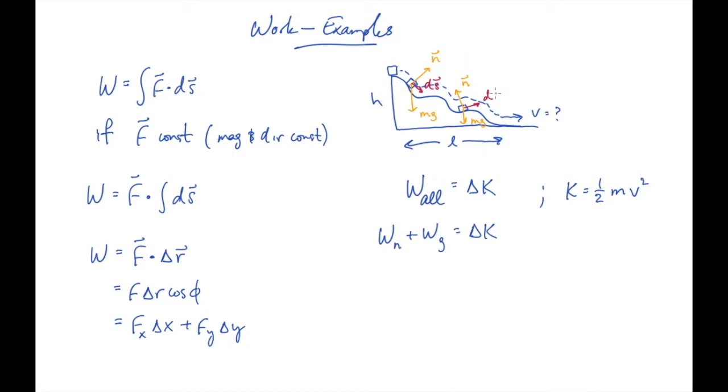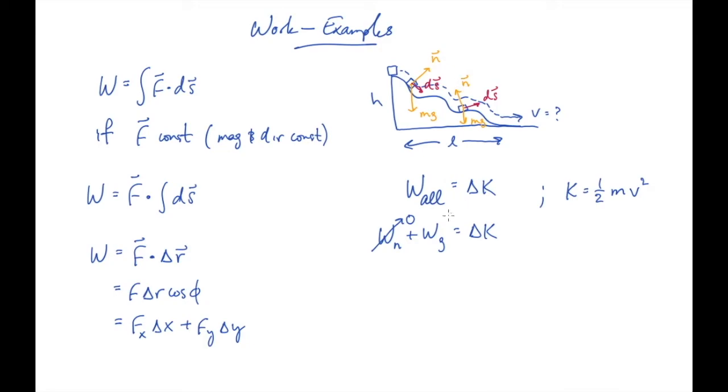There's a ds element. Everywhere along the way, the normal force is perpendicular to the motion. And that means that everything inside this integral is going to be 0 for the normal force. The normal force does no work on this object as it slides because the normal force is perpendicular to the surface and the object is sliding along the surface. So the normal force does no work. We can zero it out and be done with it.